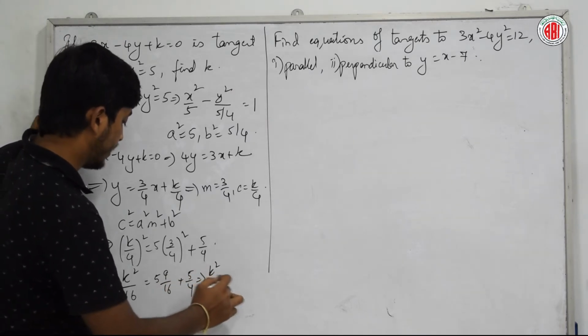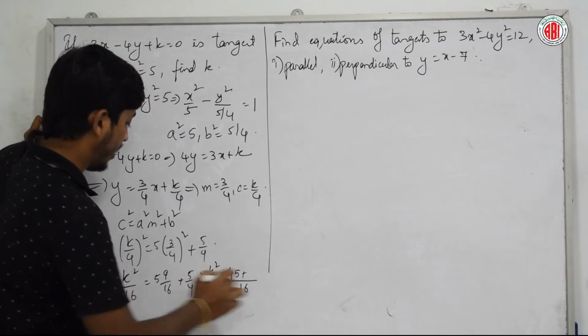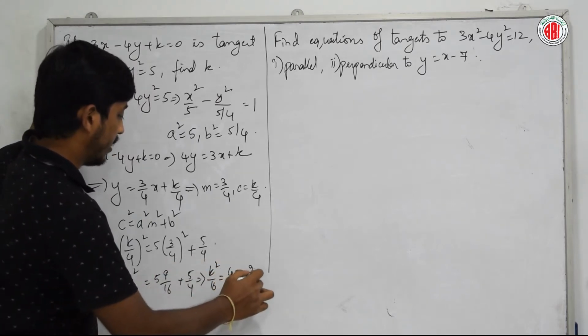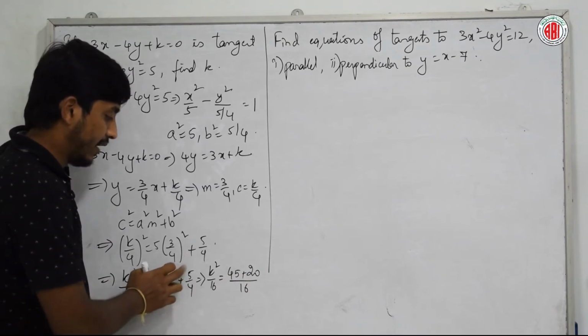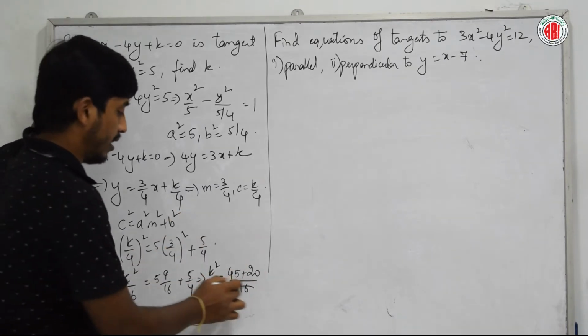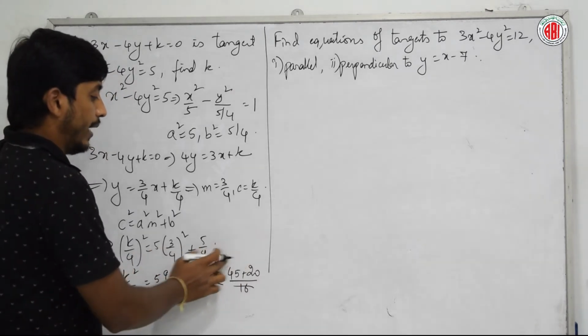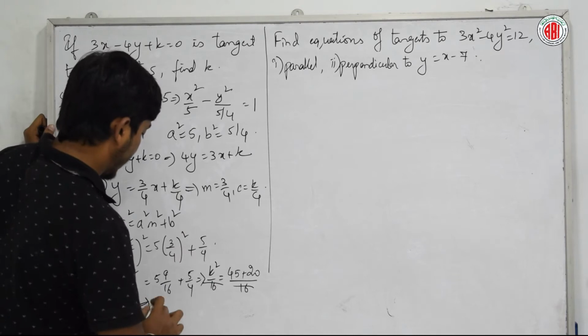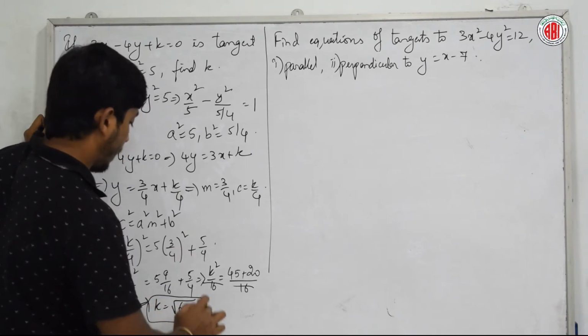K square by 16 is equal to LCM is 16. 9 5s are 45. 5 4s are 20. Is that right? Here LCM is 16. Here 5 4s are 20. Now these both will get cancelled. What is the value of k? 20 plus 65. Therefore the value of k is root 65.